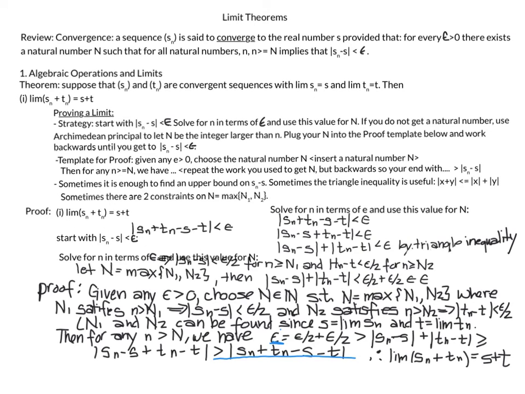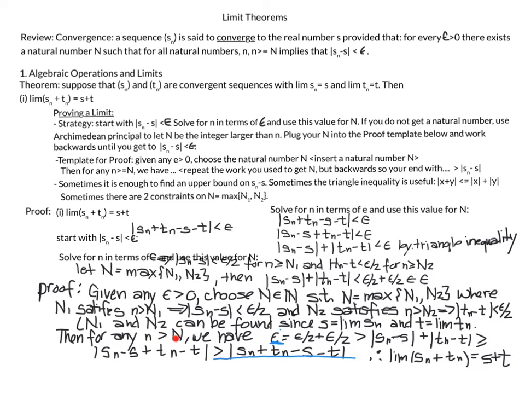So now I'm ready to plug everything into a proof template. Given any epsilon greater than 0, I can choose N in the natural numbers such that N is equal to the max of N1 and N2, where N1 satisfies this condition here because s is the limit of Sn, and N2 satisfies the condition over here, for which we are guaranteed an N2 because t is the limit of Tn. Again, N1 and N2 can be found since s is equal to the limit of Sn and t is equal to the limit of Tn.